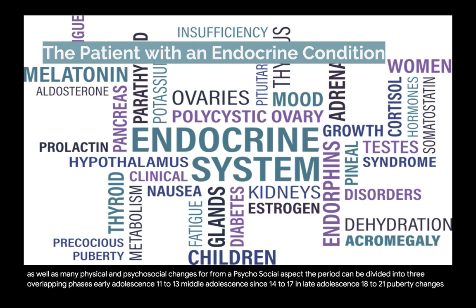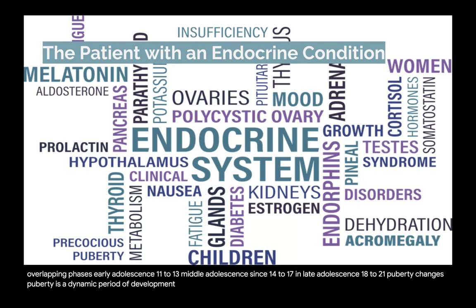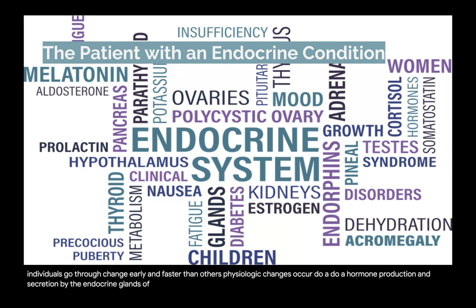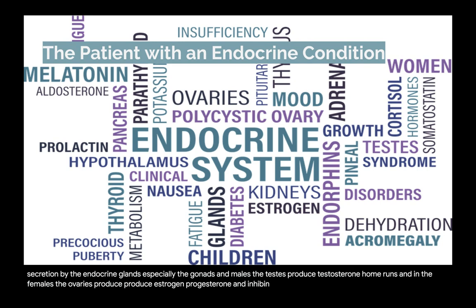Puberty changes. Puberty is a dynamic period of development marked by rapid changes in the body's size, shape, and composition. Some individuals go through change earlier and faster than others. Physiologic changes occur due to hormone production and secretion by the endocrine glands, especially the gonads. In males, the testes produce testosterone, and in females, the ovaries produce estrogen, progesterone, and inhibin hormones.